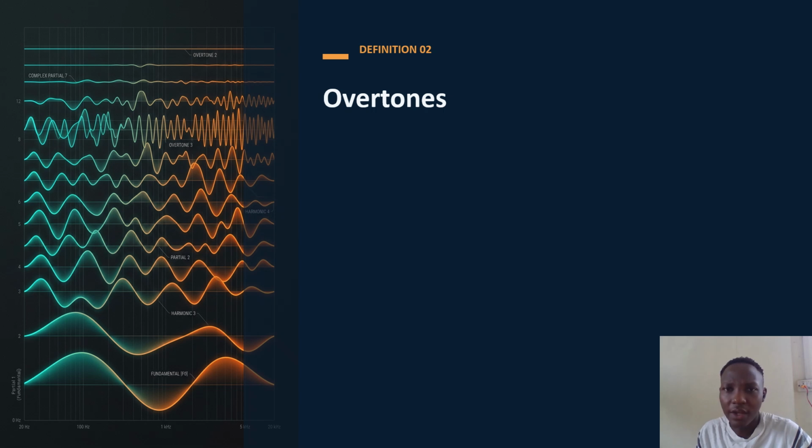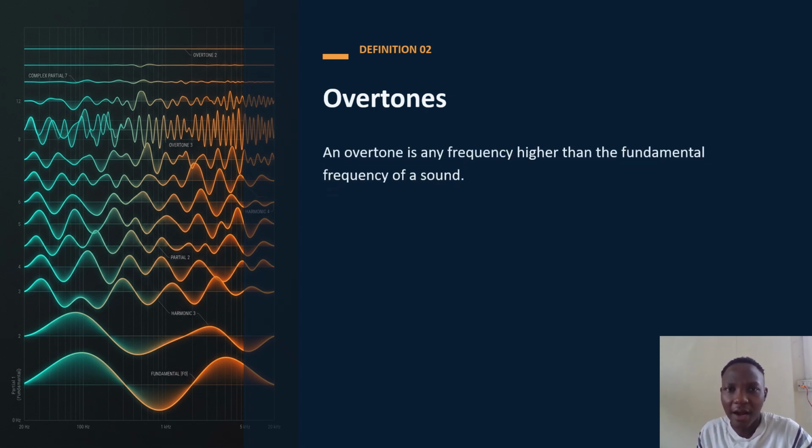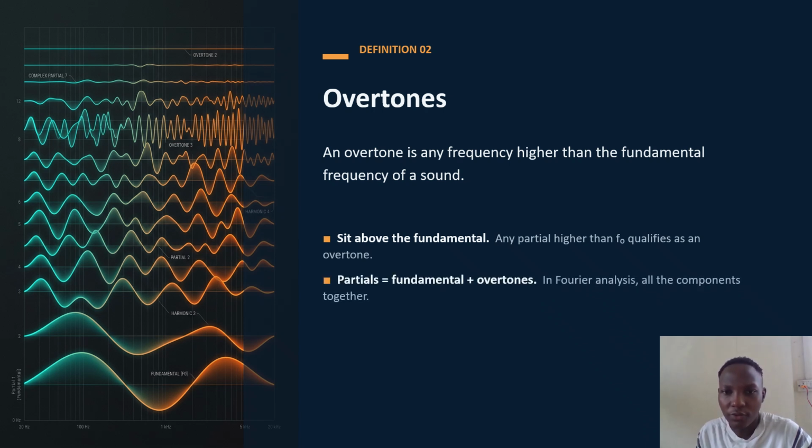Using the model of the Fourier analysis, the fundamental and the overtones together are called the partials. The harmonics, or more precisely harmonic partials, are partials whose frequencies are integer multiples of the fundamental. As we said, an overtone is any frequency higher than the fundamental frequency of a sound. Any partial higher than the fundamental qualifies as an overtone, and partials are the fundamental plus the overtones.